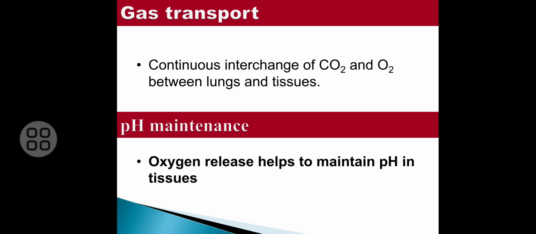And the functions of blood include gas transport and pH maintenance. Gas transport is the continuous interchange of carbon dioxide and oxygen between lungs and tissues. For pH maintenance, oxygen release helps to maintain pH in the tissues.